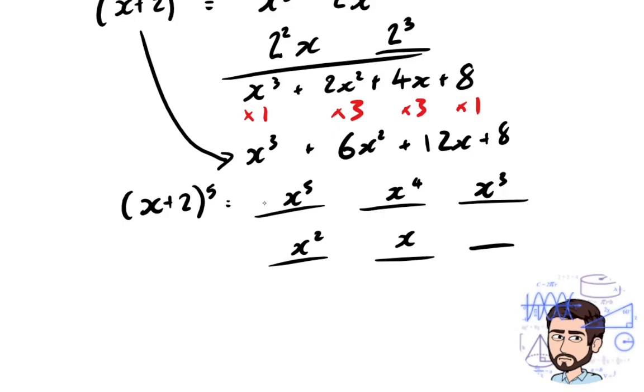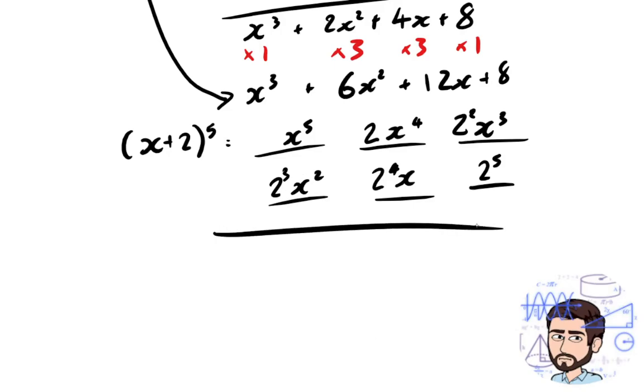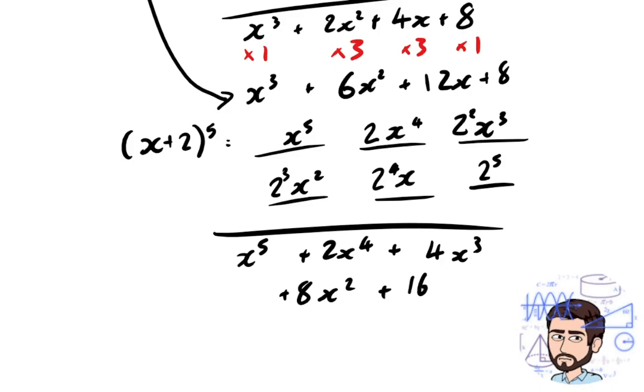So once I've got my descending powers of x, I can then do the other term, which in this case is 2, and I can do it in reverse. So I'm going to have a 2 to the power 5 term here, 2 to the power 4, 2 cubed, 2 squared, 2, and then no 2. And then I'm going to work these out. So I'm going to get x to the power 5 plus 2x to the power 4 plus 4x to the power 3 plus 8x to the power 2 plus 16x plus 32.